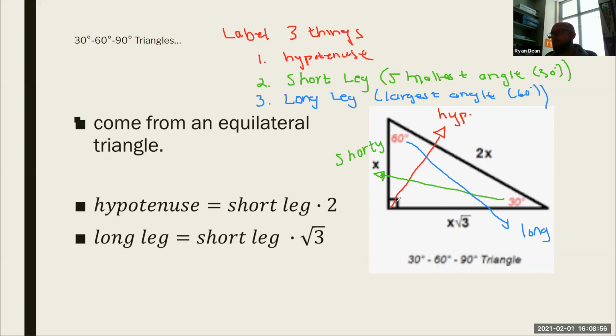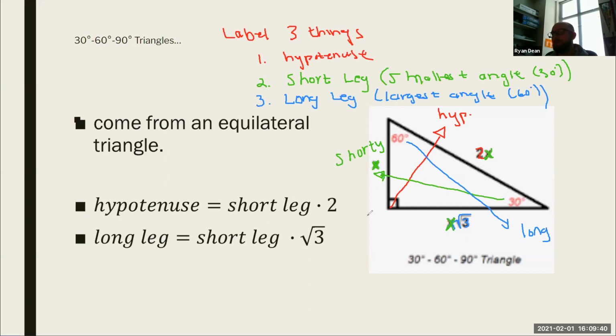Now that the picture is labeled, we have different formulas for each one of these. The long leg is x times the square root of 3. We probably should have started with the short leg because that's what everything's based on. The short leg is x. So that's the formula for the short leg. If you have the short leg, you can find these other two pretty easily. The long leg takes the short leg and multiplies it by the square root of 3. The hypotenuse takes the short leg and multiplies it by 2 to get the hypotenuse.